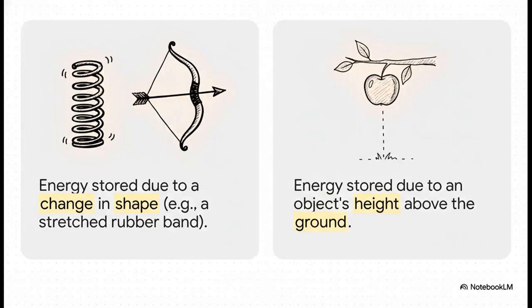Now, there are different types of potential energy. The energy in a stretched rubber band or a compressed spring is what we call elastic potential energy. But for today's lesson, we are going to focus on the other type, gravitational potential energy. And this is the energy an object has just because of its height above the ground.